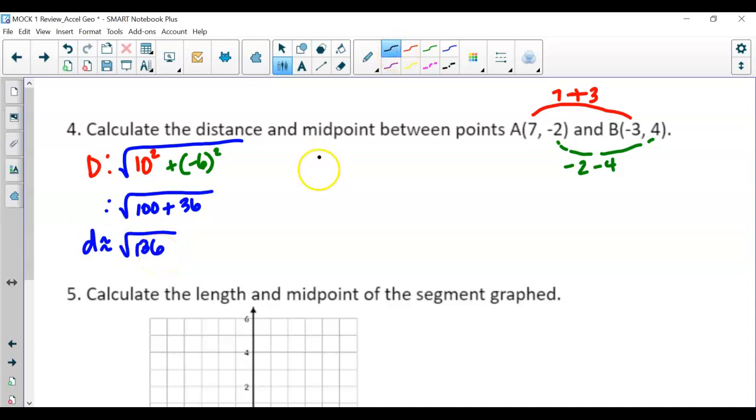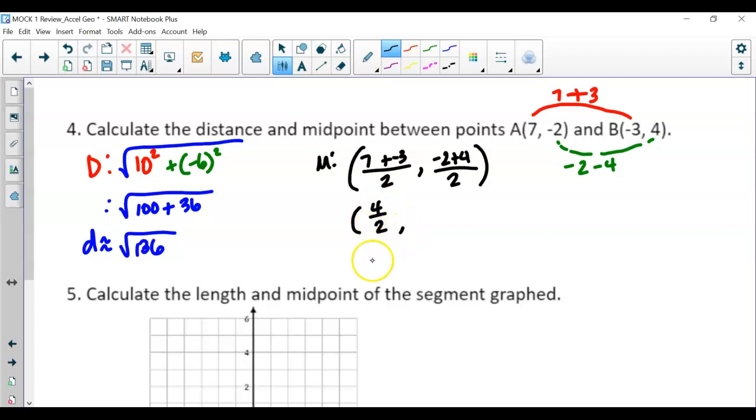So then to get the midpoint, remember now we are finding a new point. We're going to add our 2 x coordinates of 7 and negative 3 and then divide by 2 to find the halfway point. Negative 2 plus 4, add the 2 y's. Divide by 2. So that's how you get a midpoint, because this is 4 over 2, which is 2, and 2 over 2, which gives you 1. So that is your midpoint.